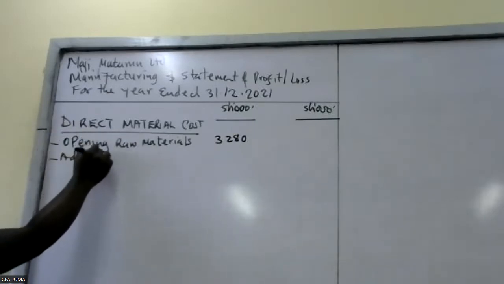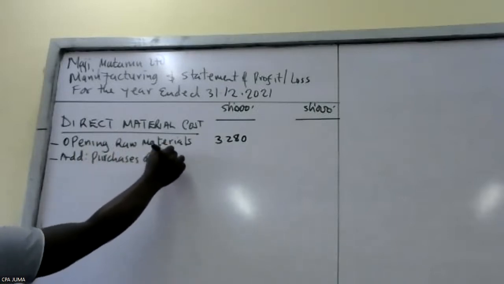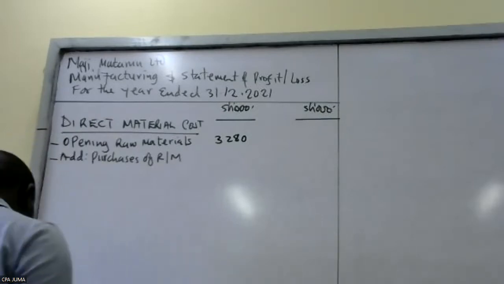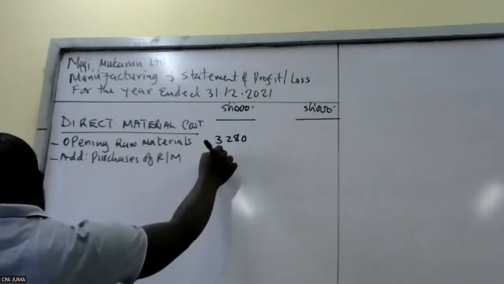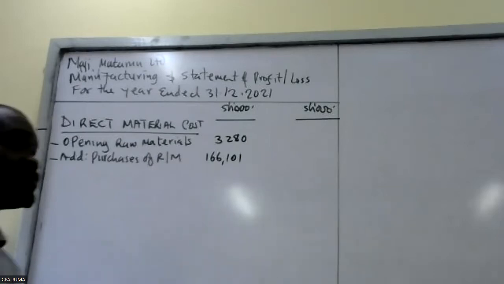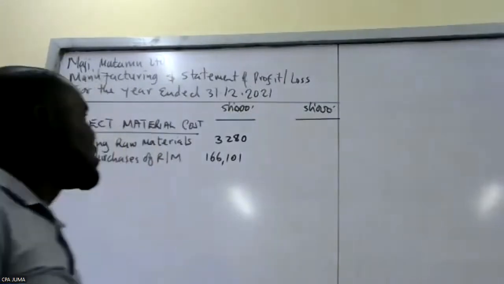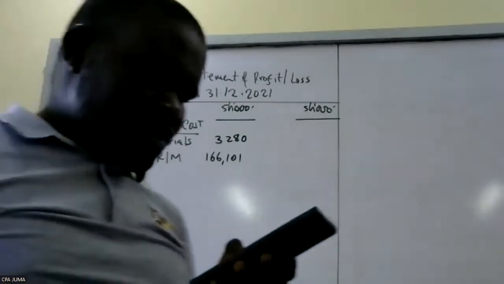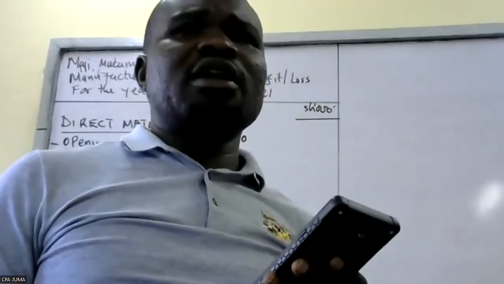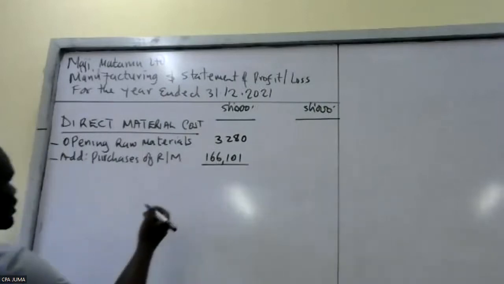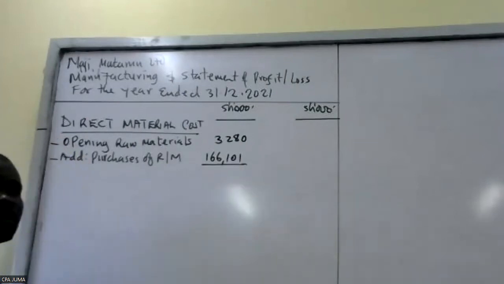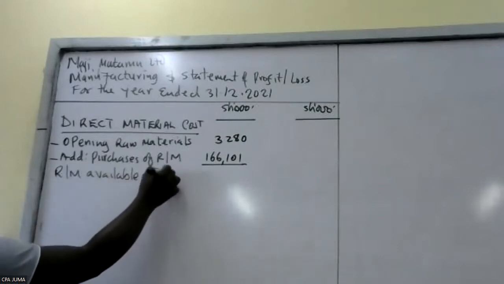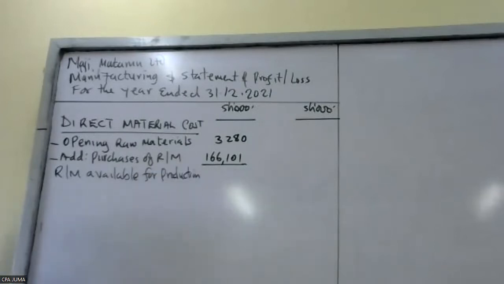So add purchases of raw materials. Purchases is how much? 166,101. Then, was there carriage inwards or return outwards? We're going to come into play. So add this, you get raw materials available. Available for doing what? For production. Available for production.